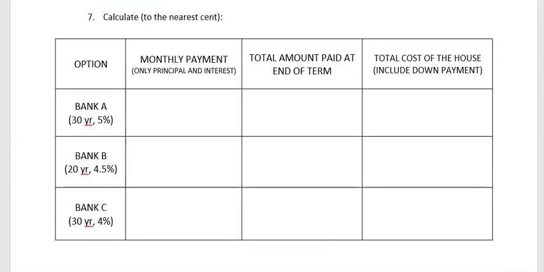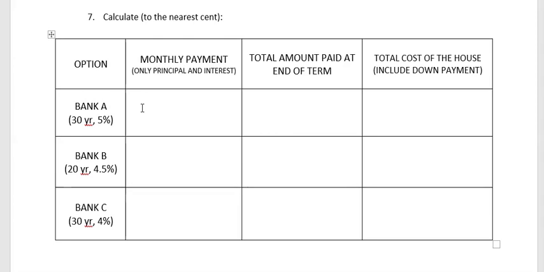Now, this is the chart that is worth probably the most points in this project, because this is the main thing we're looking at: how do we find the monthly payment, and then how does that show us how much we owe at the end of the term and all that. So what we're looking at here is 3 different banks, okay? So Bank A, we're looking at a 30-year loan, and it's a 5% interest rate.